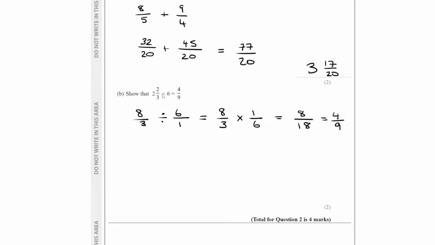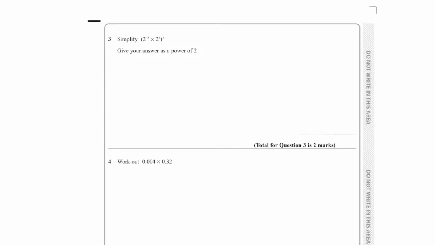Okay, so the main thing with this one, I guess, is the whole number. To convert a whole number into a fraction, just put it over 1. Any number over 1 to make it a fraction. So that's question 2, fractions.